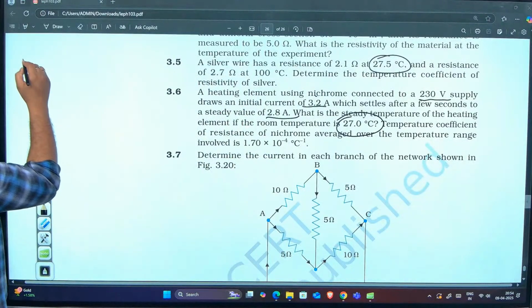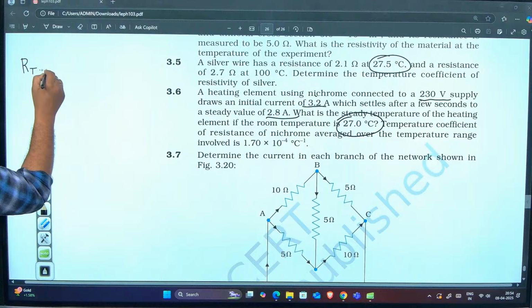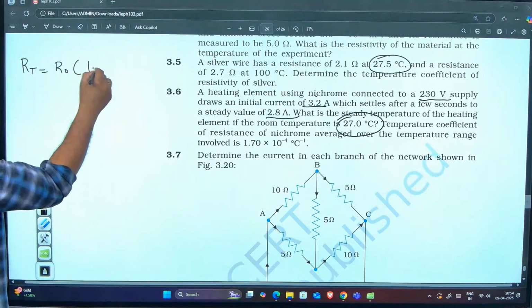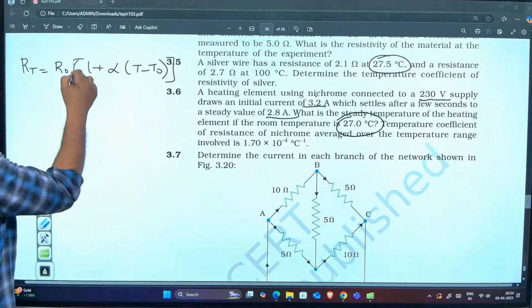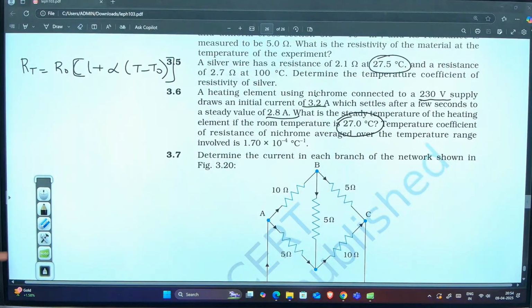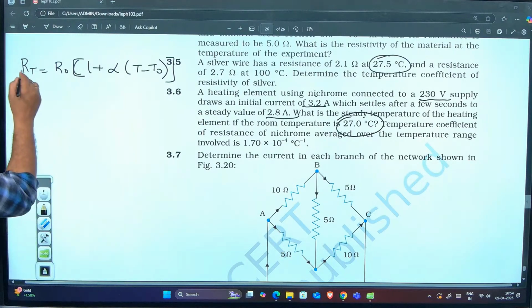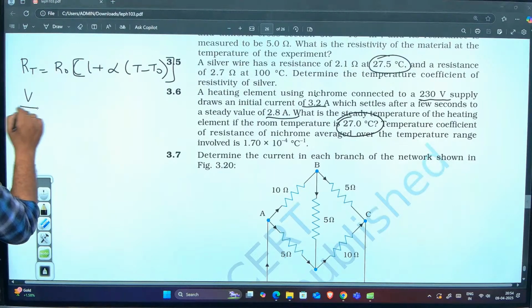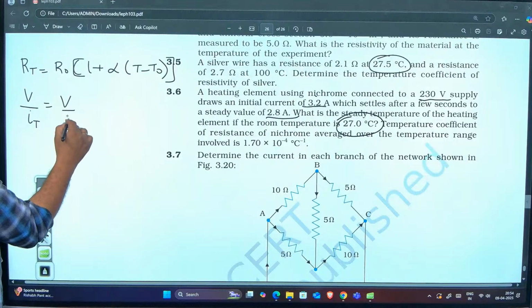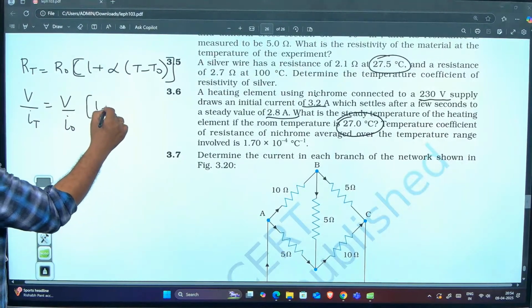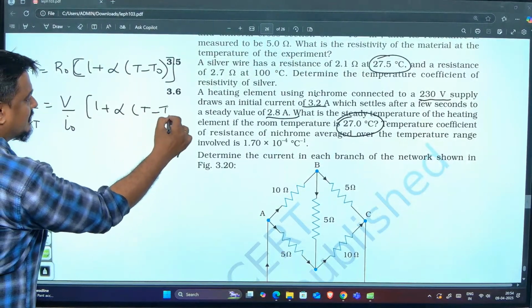Simple thing. We know that RT is equal to R naught into 1 plus alpha (T minus T naught). Once again, I will repeat this. In all the questions, luckily our T naught value is given as 27, 27.5, so we are able to use it comfortably. Here also it is given as 27 degrees Celsius. So RT can be written as V by IT, and R naught as V by I naught, into 1 plus alpha (T minus T naught).